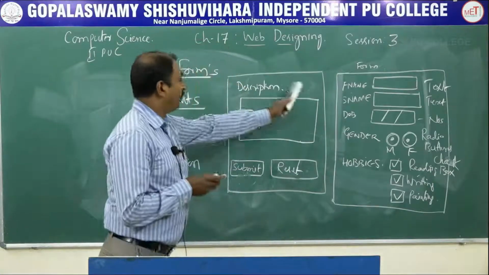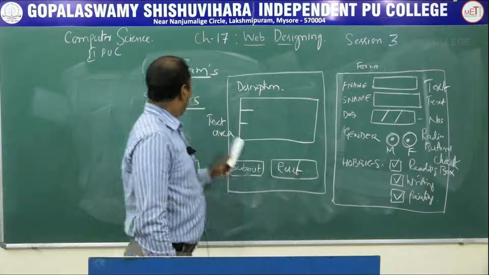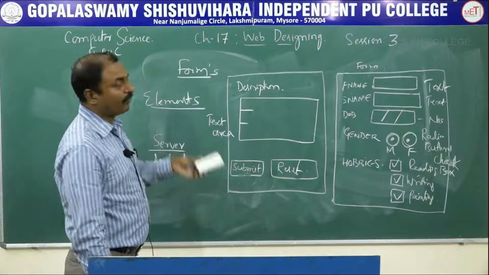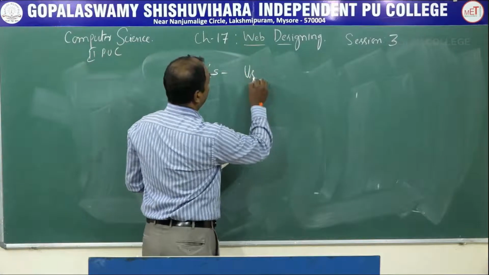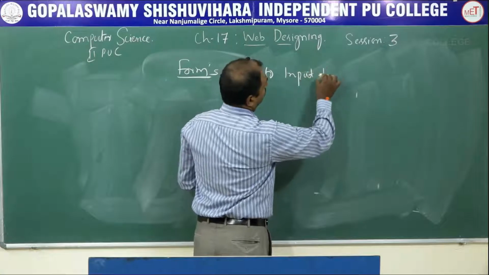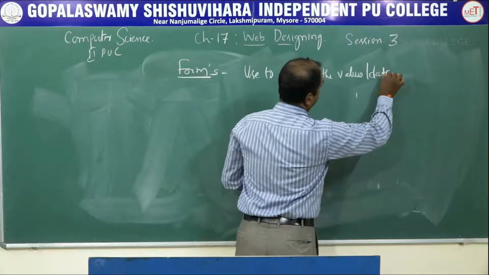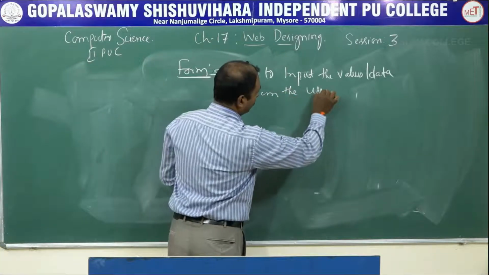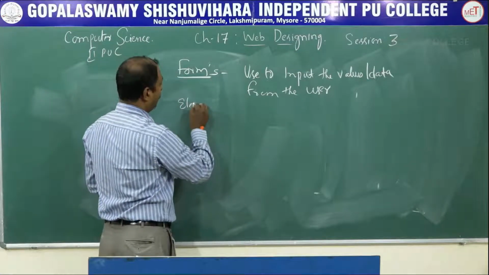And a form has a number of fields, which are called elements. So a form has many elements inside it. Now let us look into them one by one in detail. So what are forms? Forms are used to input the values or data from the user. This is a form, and this form has many elements.